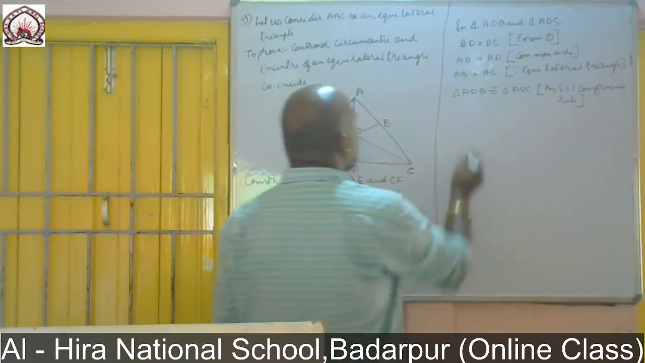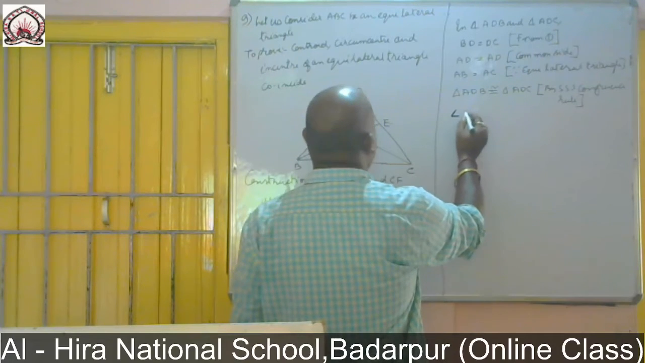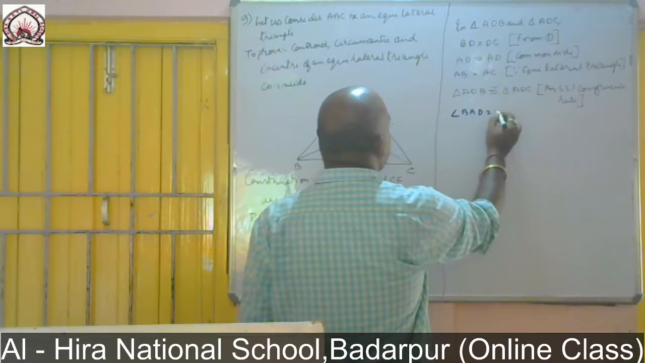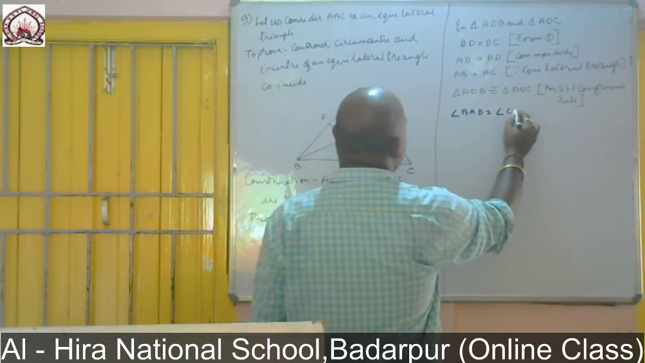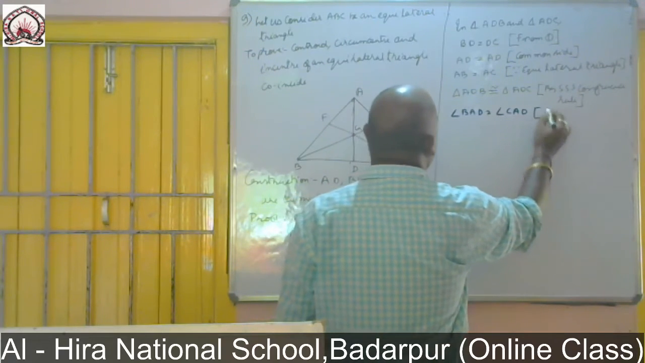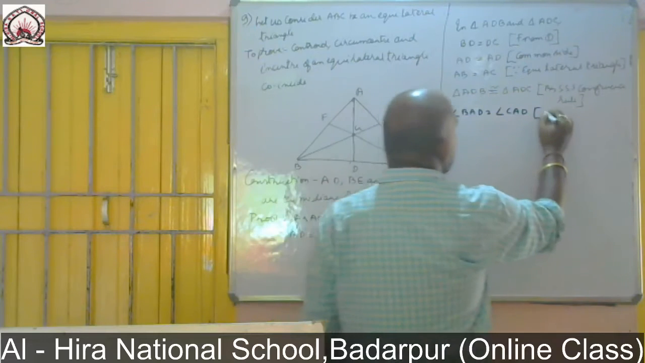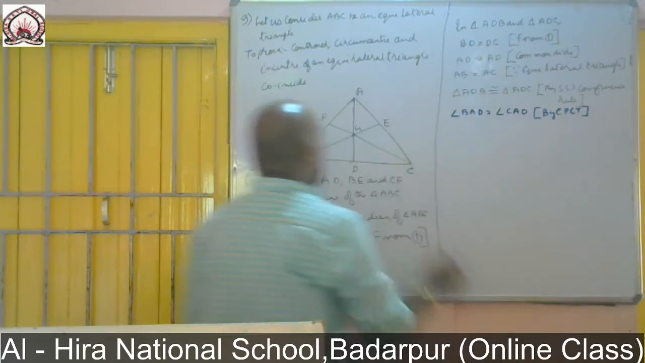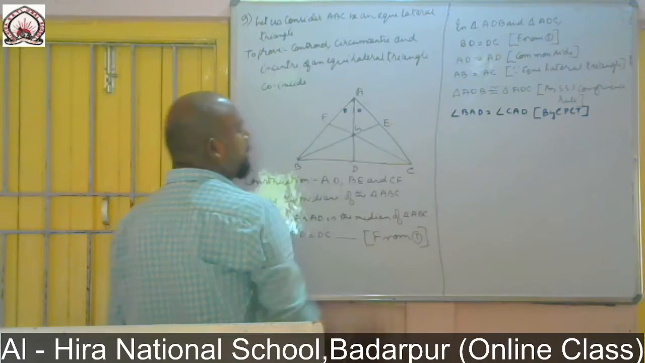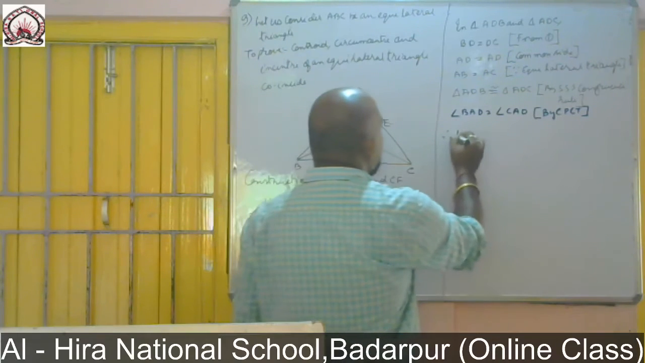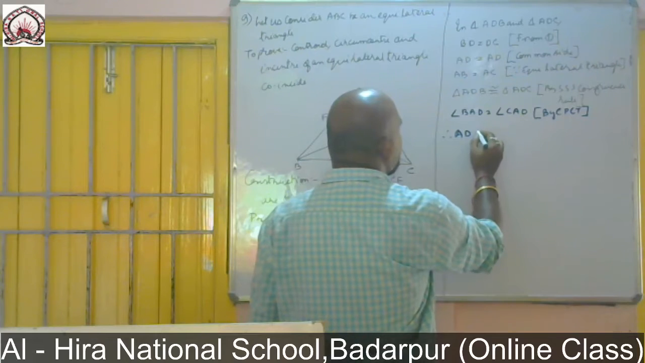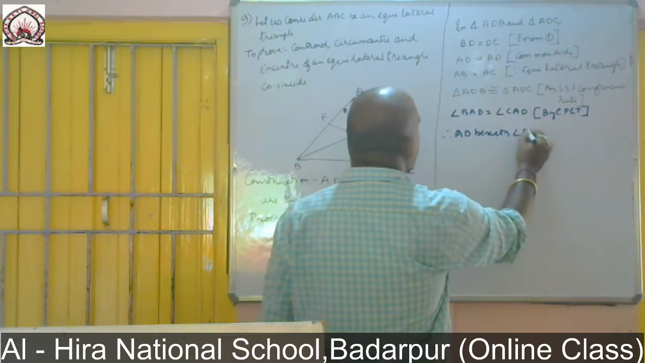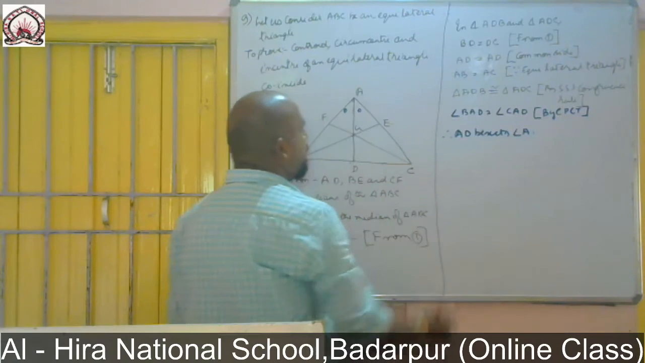So what can you say? Angle BAD equal to angle CAD. By which process? By CPCT. Okay. So this angle is equal to this angle. Therefore, AD bisects angle A. Okay.